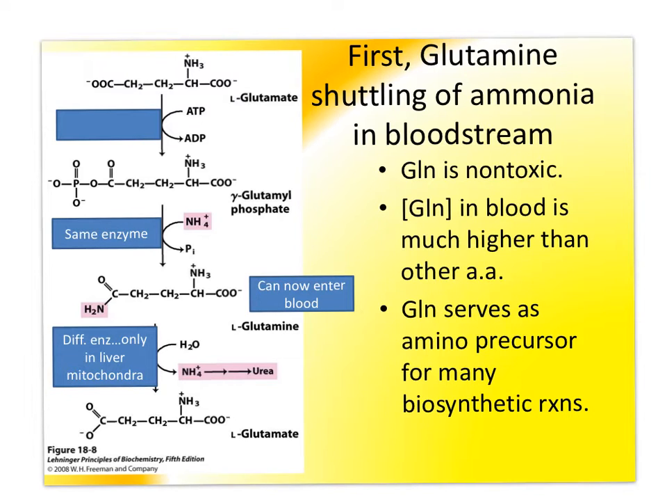First, glutamine is non-toxic. That's important. If you're going to have it in your blood, you don't want it to kill you. It's high in concentration because it's used to shuttle nitrogens around. And what we'll find out later on is glutamine itself can be used for multiple biosynthetic reactions. For example, we can utilize glutamine to make glutamate, which we already talked about, but things like that.